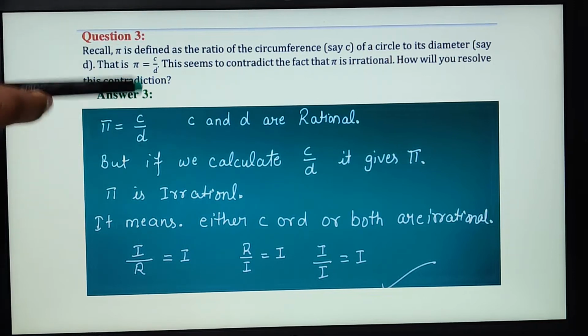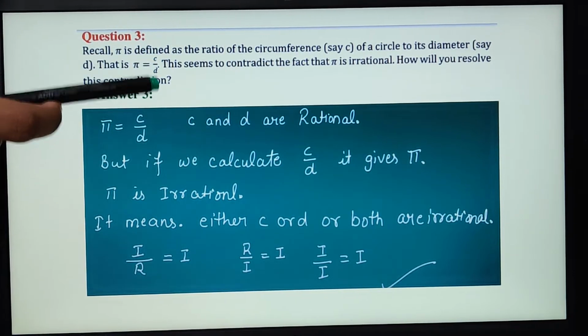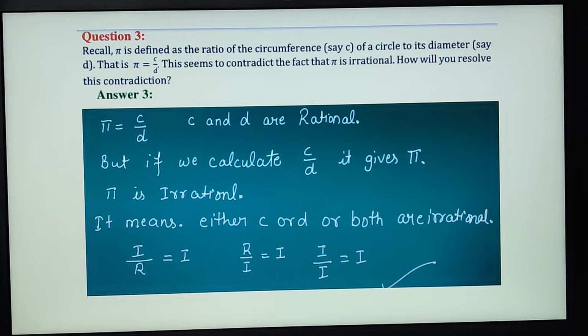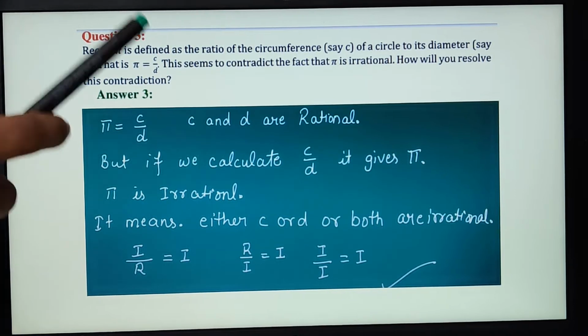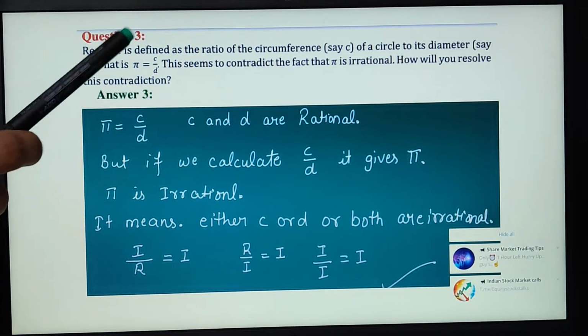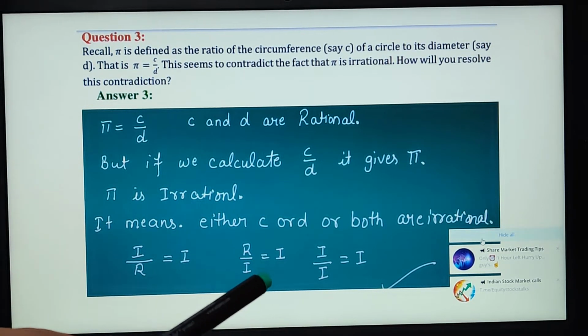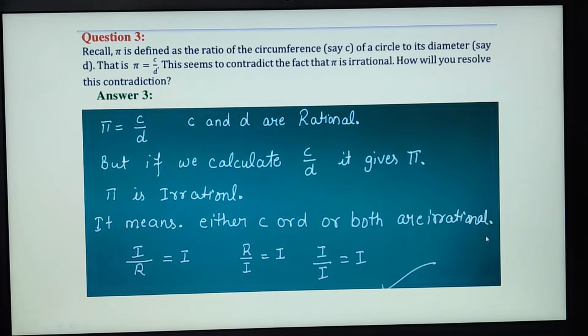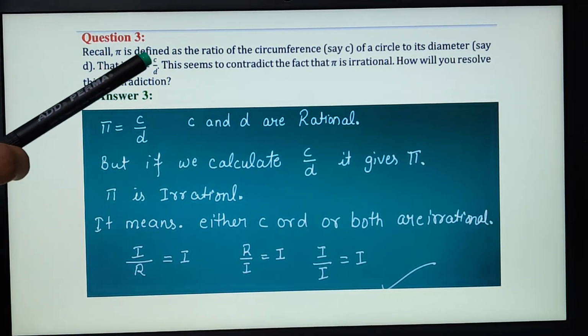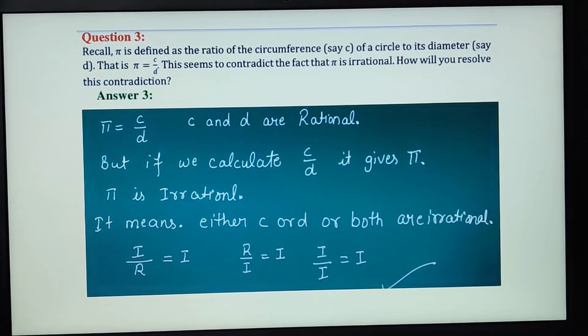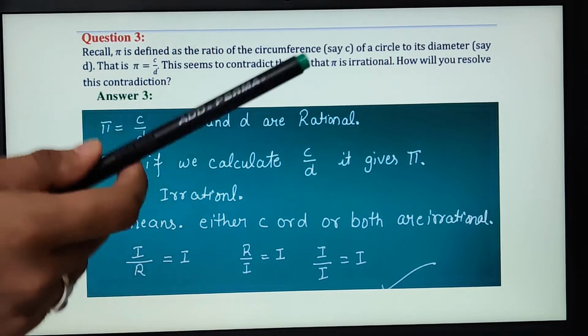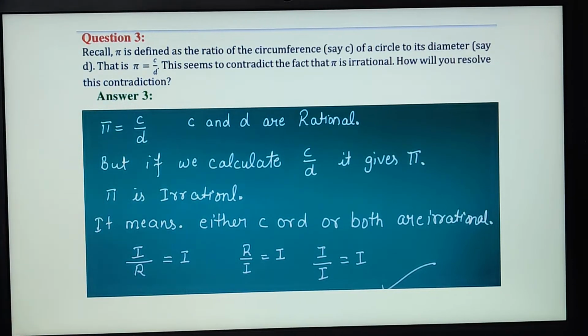So here they have written pi is equal to c by d, means p by q form. And we know that pi is an irrational number. An irrational number cannot be represented in p by q form. So we need to resolve this contradiction, means this is a confusion. So we need to identify what could be the solution for this.